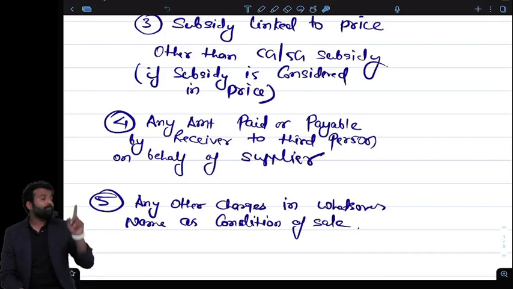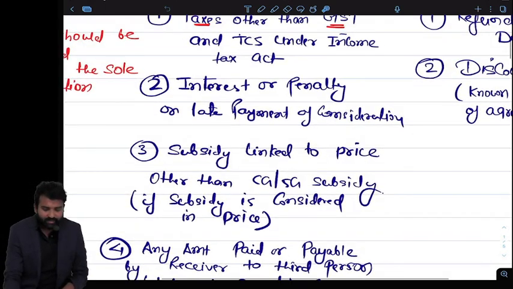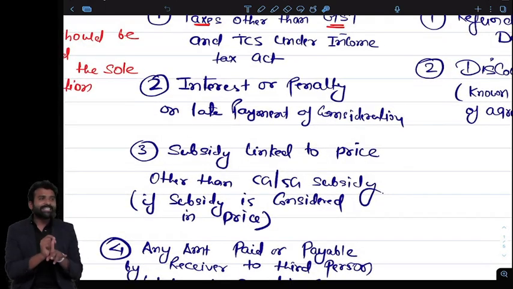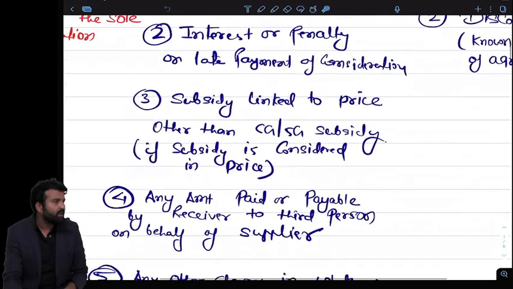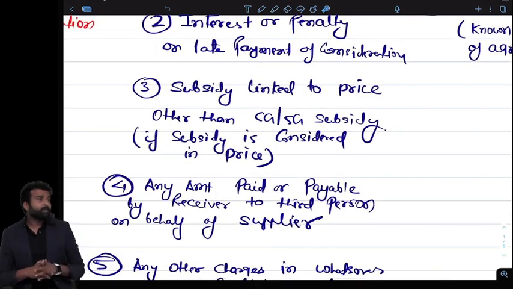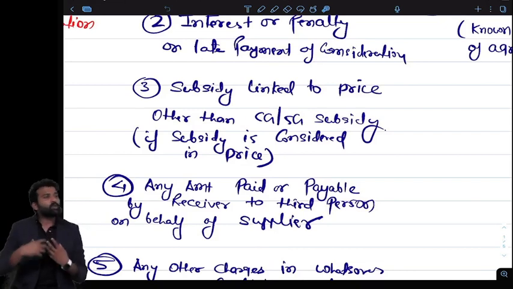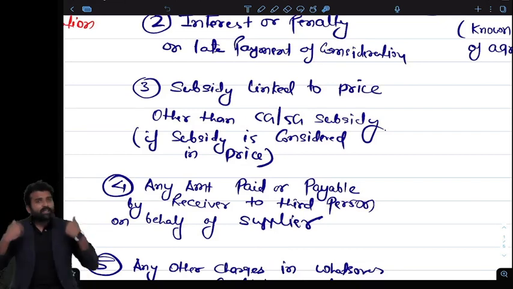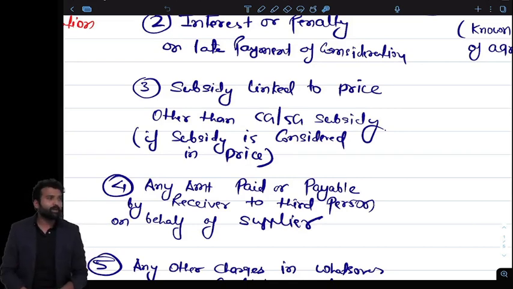So in my price, what should be included? In my price, all the taxes other than GST and TCS should be included. Interest or penalty on late payment, if I recover it, should be included. All the subsidy I have to add, other than government subsidy. Any amount that the person is not paying to me but to a third person on my instruction should be included. And all the other charges that I am recovering should be included in my value. And on the total turnover, I will calculate the GST.